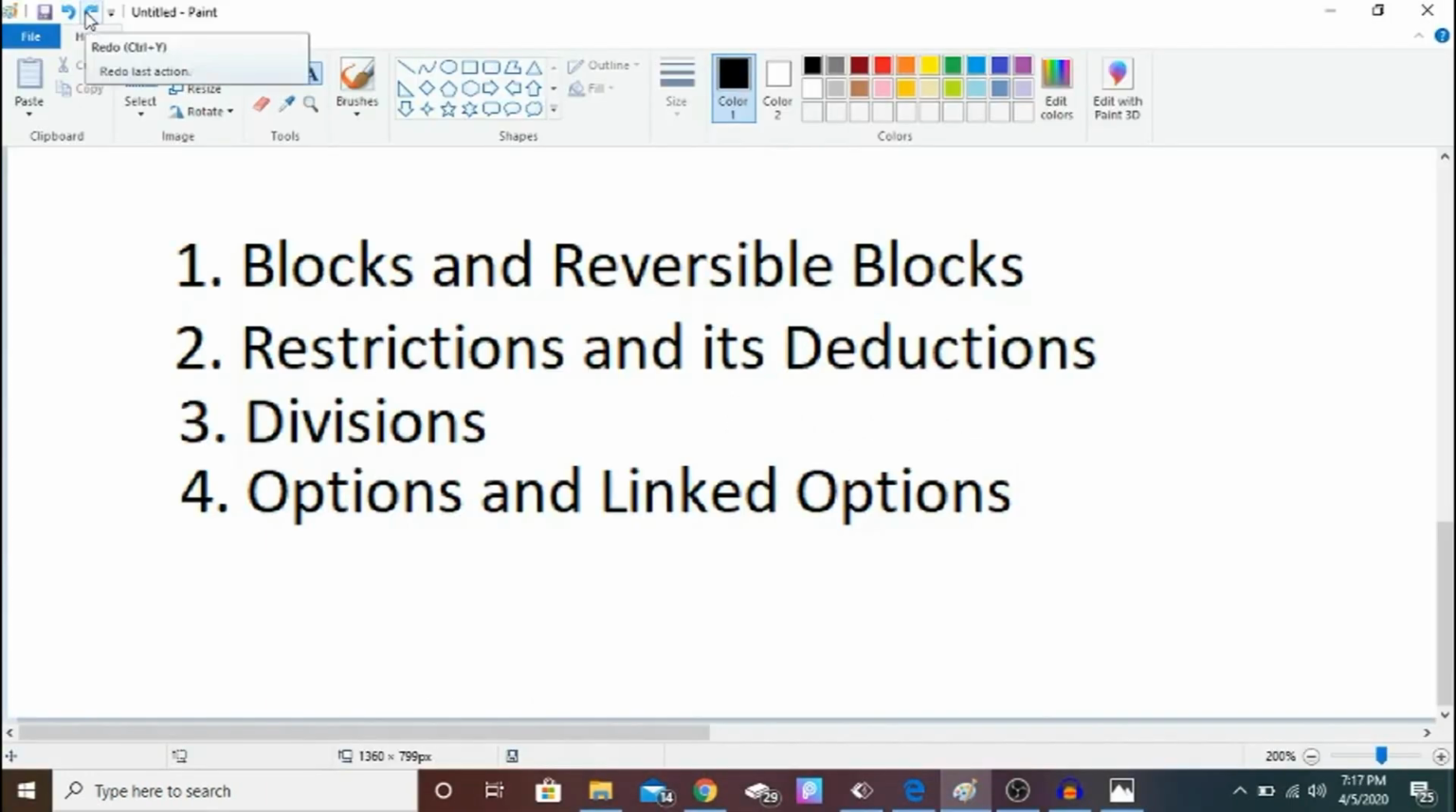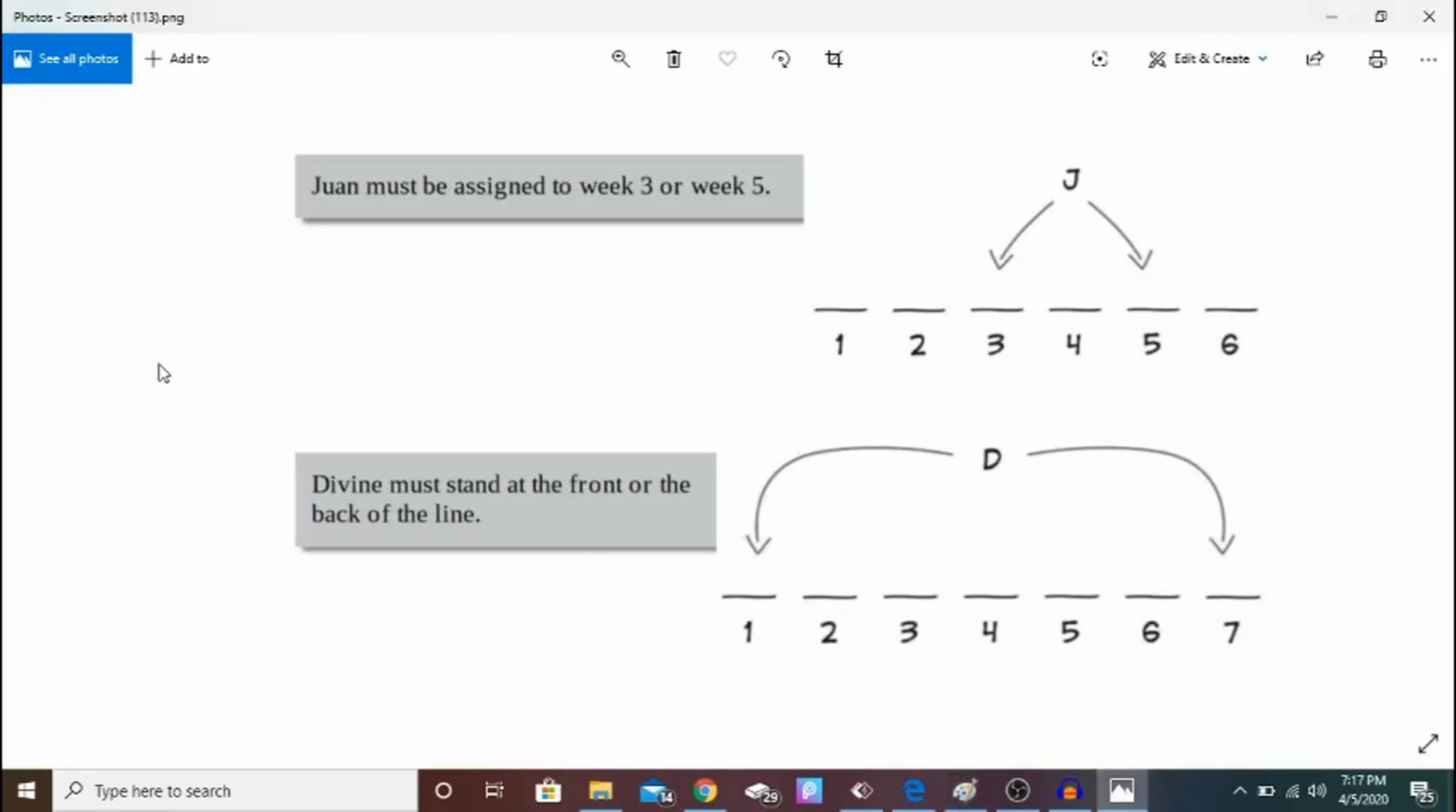Finally, number 5 are the arcs. Arcs restrict a certain player to certain slots. And to represent this, you represent the rule by making, you guessed it, an arc. For example, Juan must be assigned to week 3 or 5. Divine must stand at the front or back of the line. In this inherent order, it will be 1 or 7.